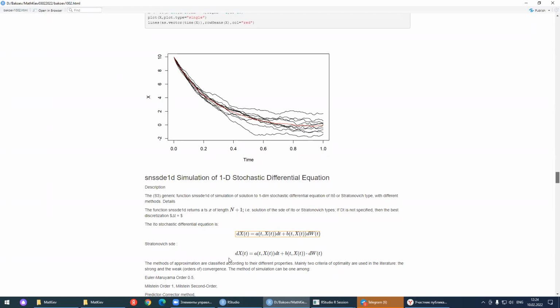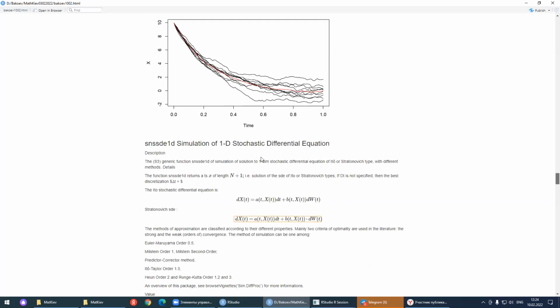A and B must satisfy the conditions for the existence and uniqueness of the solution of this differential equation. But I will not pay attention to these A, B. Now I will give the ways of simulating the solution of this differential equation. And the same here. This package uses a lot of methods for simulation.